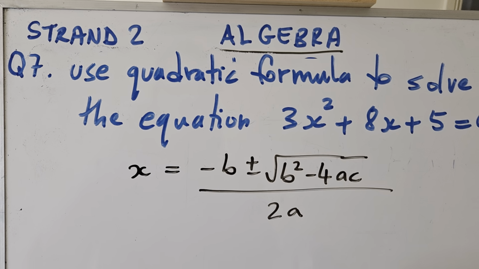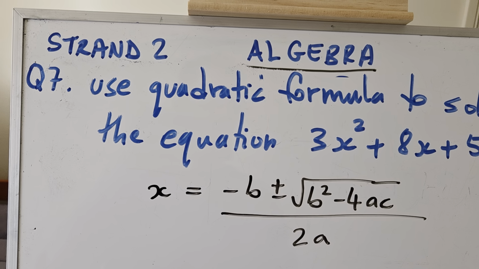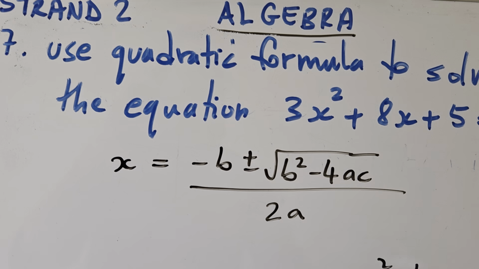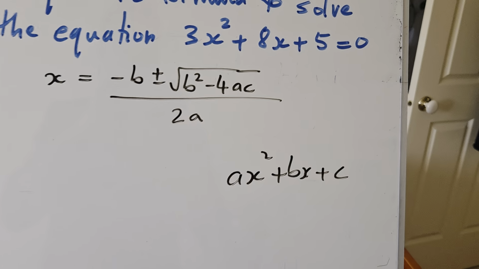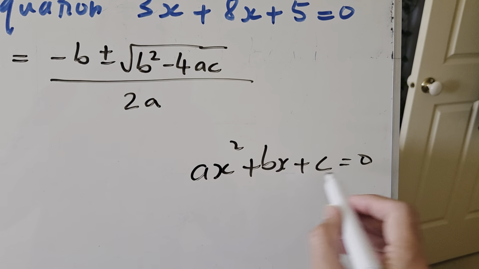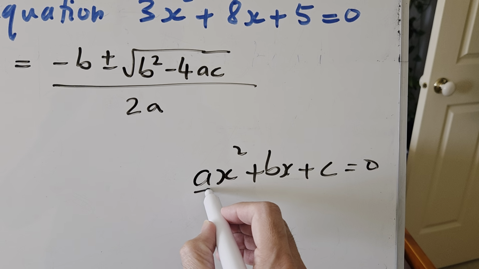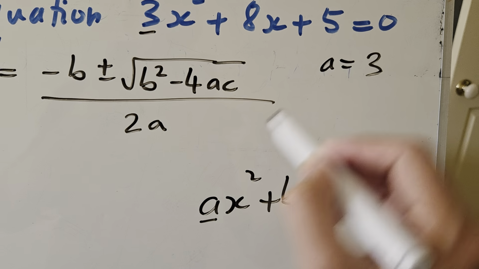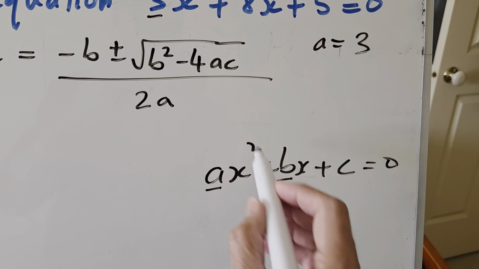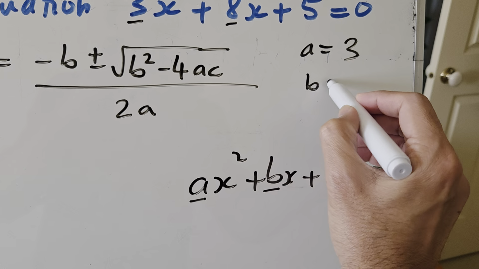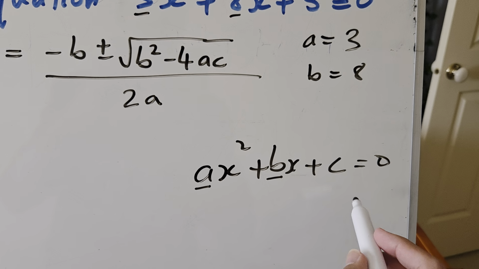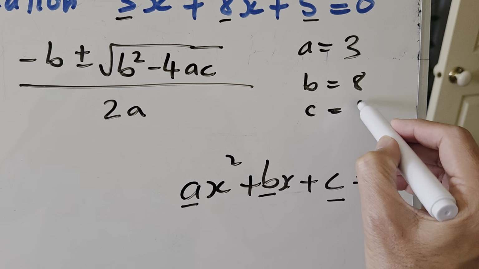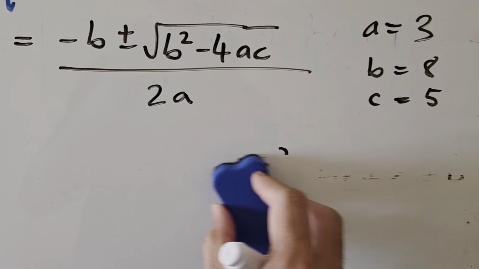Now, for an equation in the form ax squared plus bx plus c equals 0, the coefficient of x squared is a, which in this case is 3. So a is equal to 3. The coefficient of x is b, which in this case is 8. And the constant term, the number on its own, is 5. So c is equal to 5.